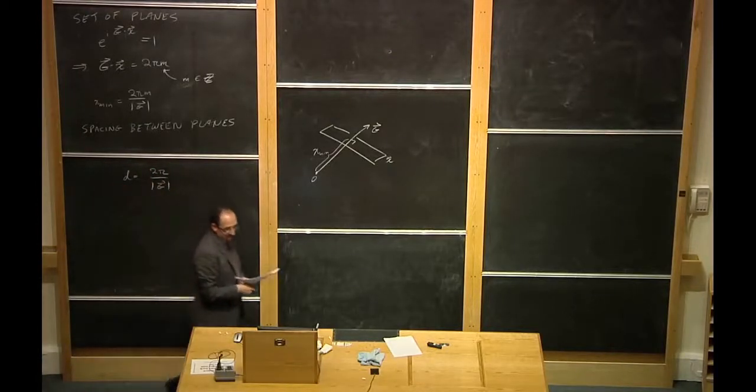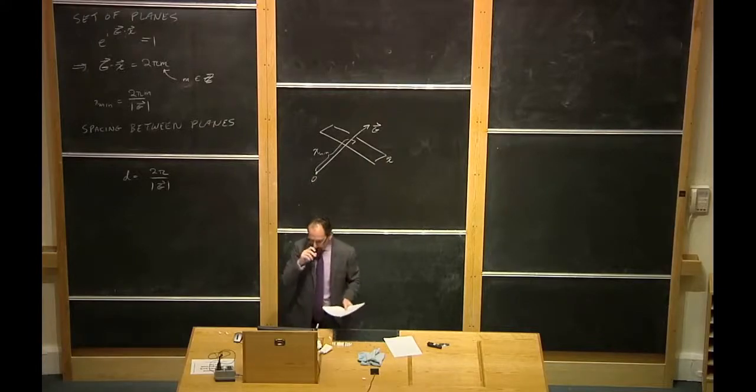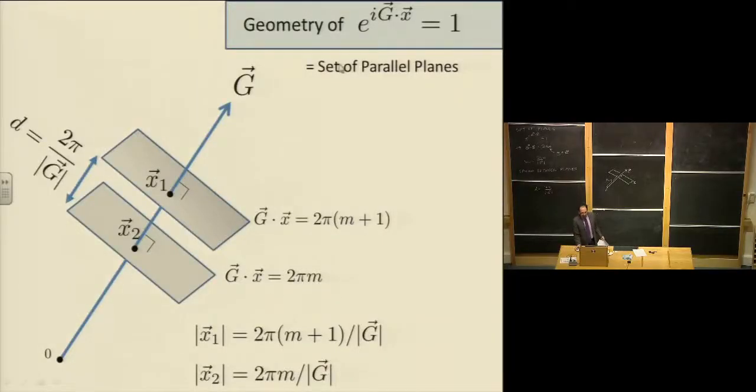Okay, let's actually have a better picture of that than I can draw. So the geometry we're interested in is e^(i g·x) = 1. It defines a set of parallel planes. One of the planes will be g·x = 2πm. Another plane will be g·x = 2πm + 1. The distance to the first plane is 2πm over |g|. The distance to the second plane is (2πm + 1) over |g|. So the distance between the two is 2π over |g|. Does that geometry look pretty good? Yeah? Okay, good.